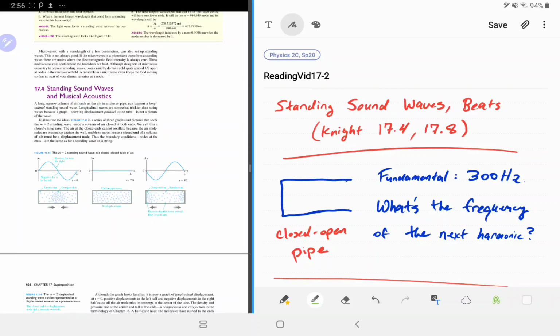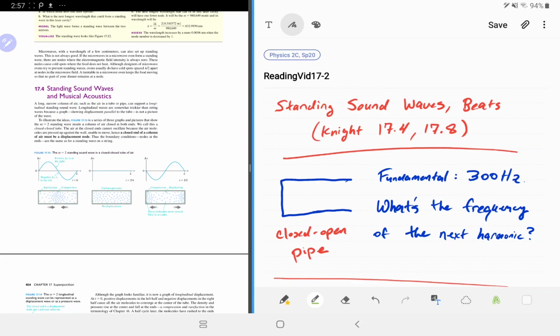So we're going to skip a lot of sections on interference for sound waves and just go to one interesting effect for sound waves called beats. It relies on interference, but we're not going to do a lot of the math, so we're just going to look at the main effect.